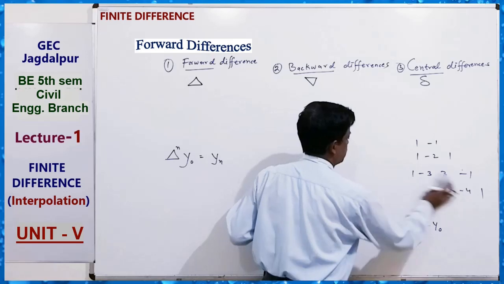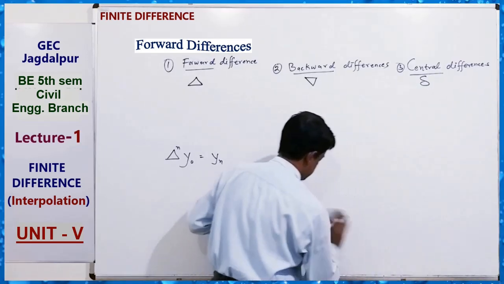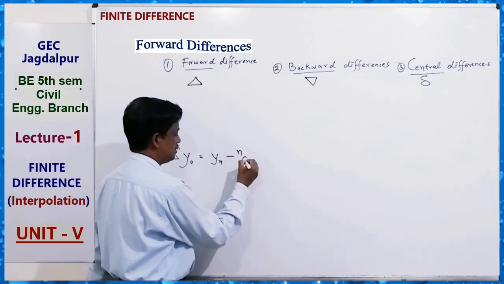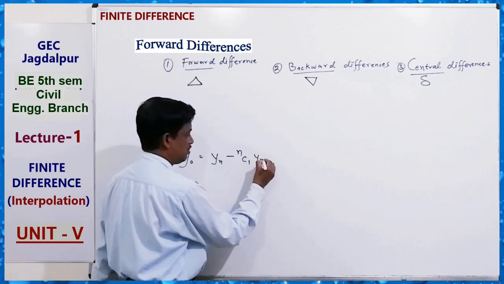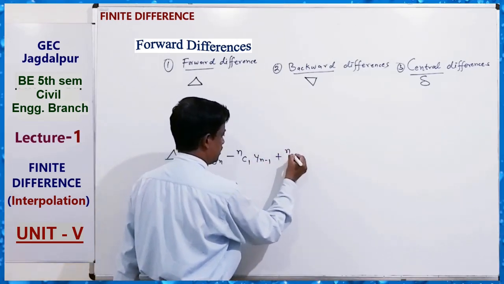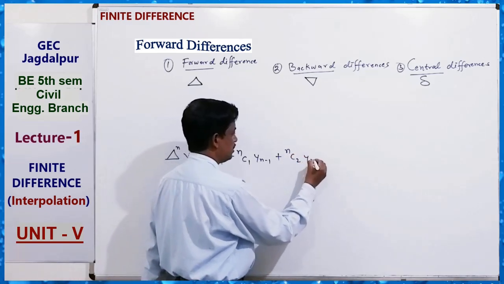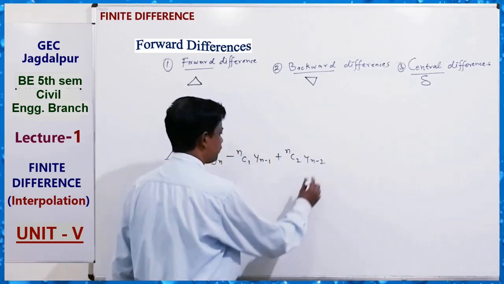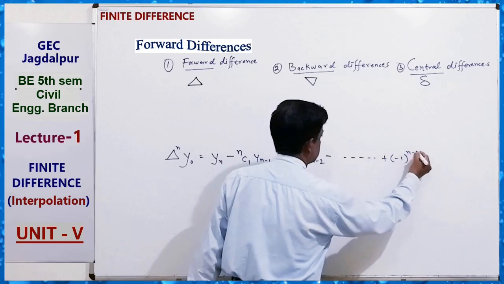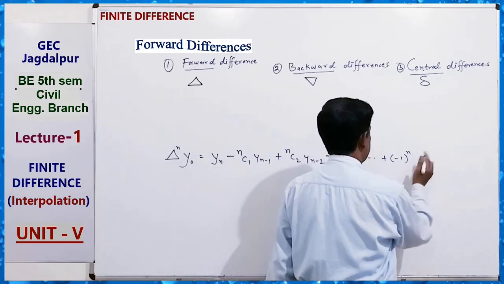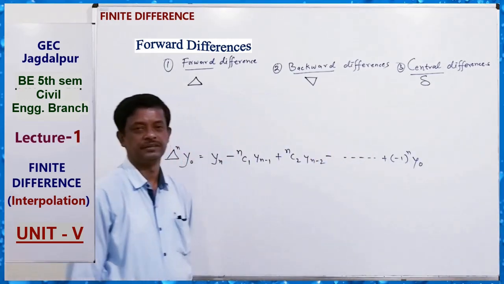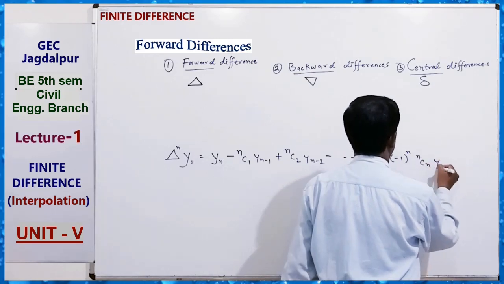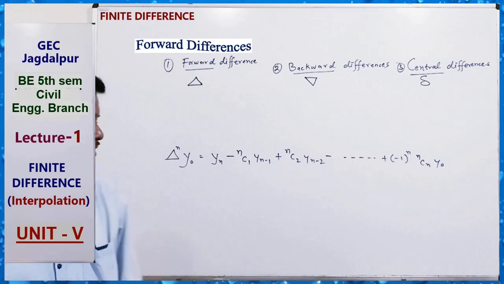The signs alternate, plus and minus. So we can write the nth difference as Δⁿy0 = yn − nC1 y(n−1) + nC2 y(n−2) − ... and finally the last term is nCn y0, where nCn means 1. This is how the nth difference depends on the entries.